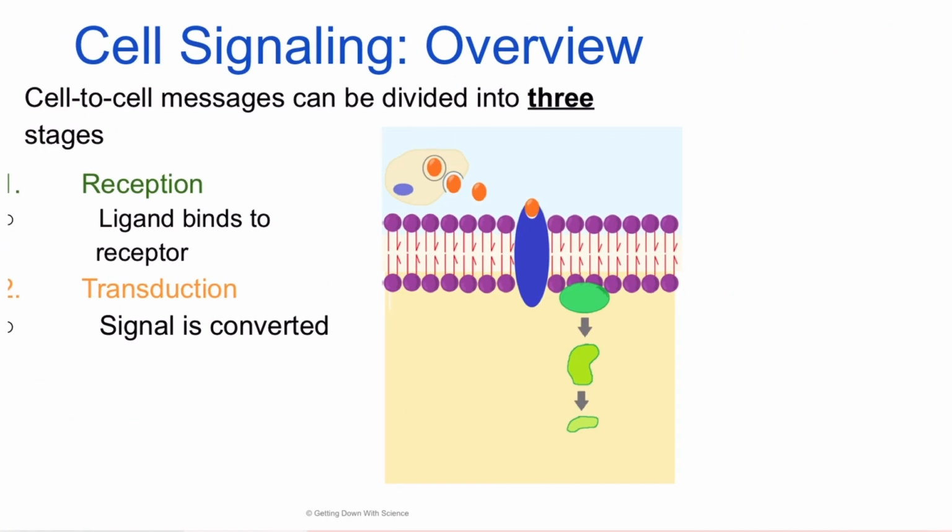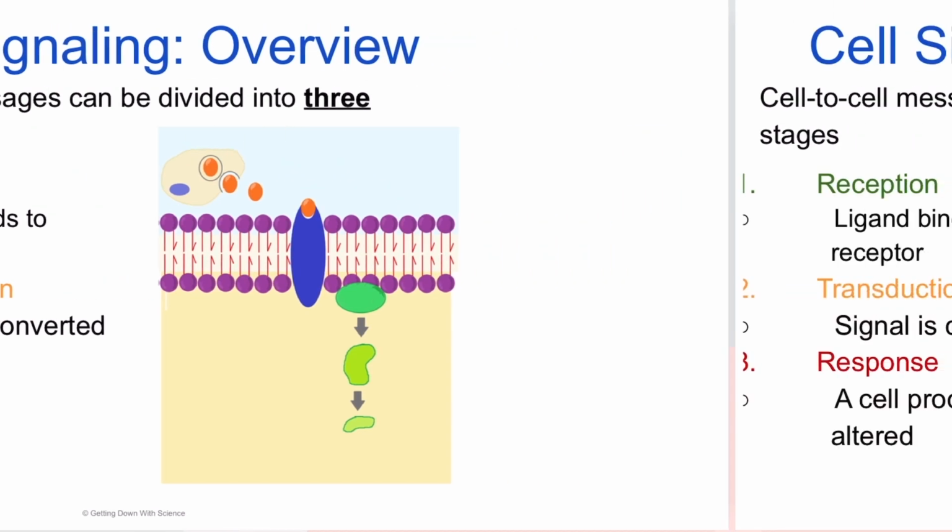And then my next step is going to be transduction. So that signal is going to be converted into a form that the inside of the cell is going to be able to utilize. So notice that my ligand actually isn't going into my cell here. It just attached to the receptor, and then the receptor then kind of changed and turned around and just shouted out, hey, we've got this here, this is what we're doing. The ligand doesn't actually come into the cell.